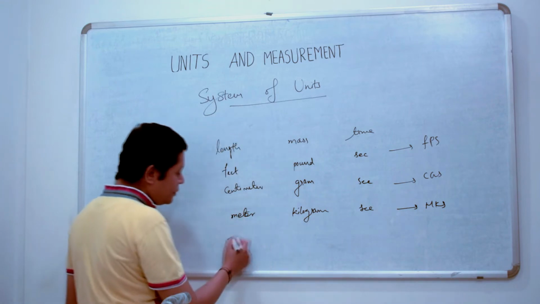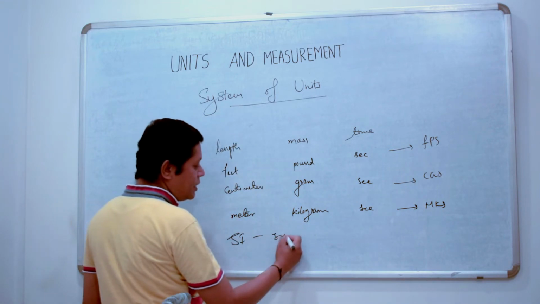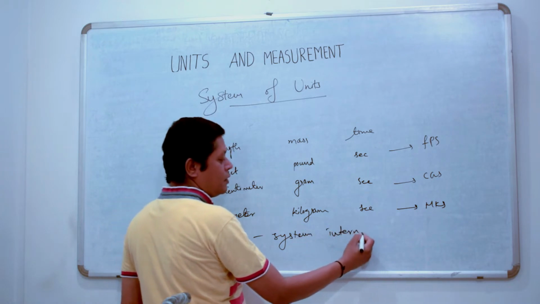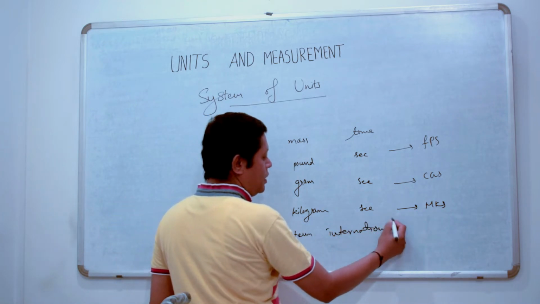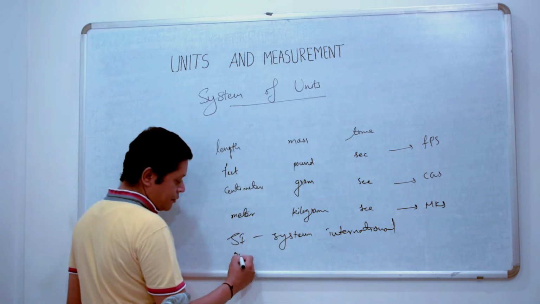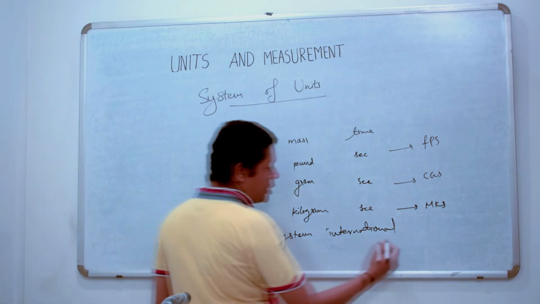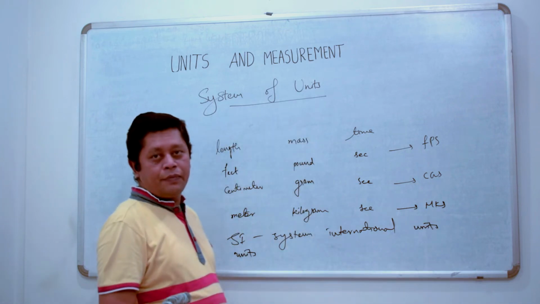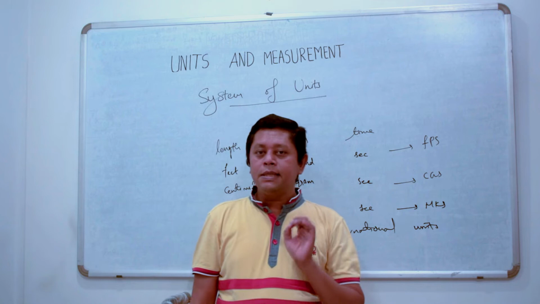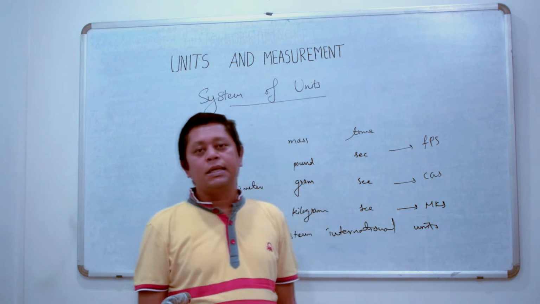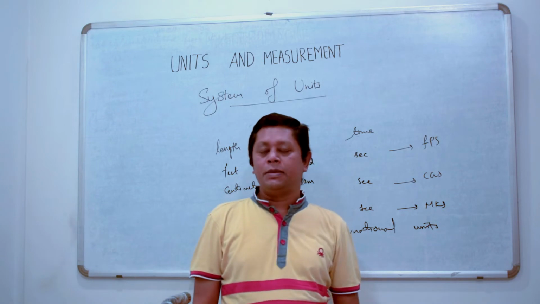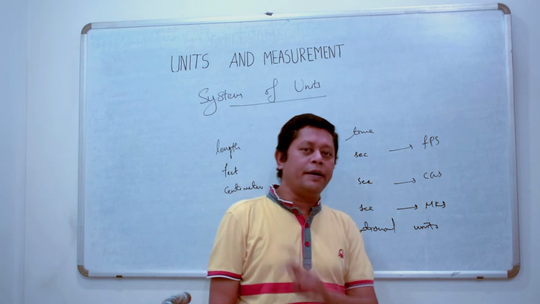Apart from this, there is one more system called the SI system. SI stands for System International. SI units means System International Units. In this system, there are 7 physical quantities which are measured. And these 7 physical quantities are called fundamental physical quantities.